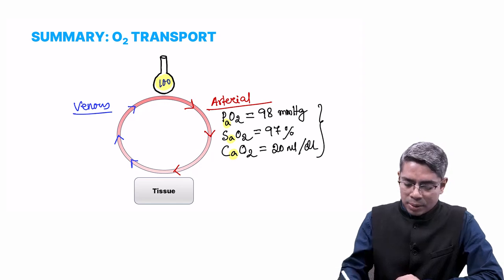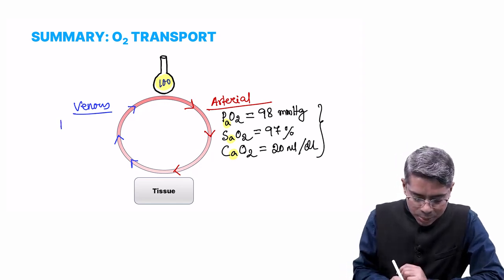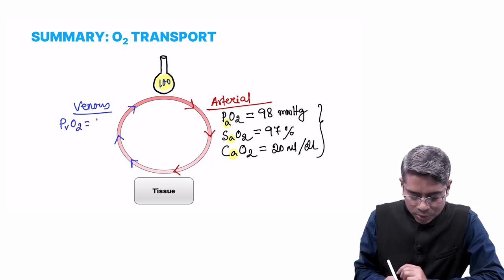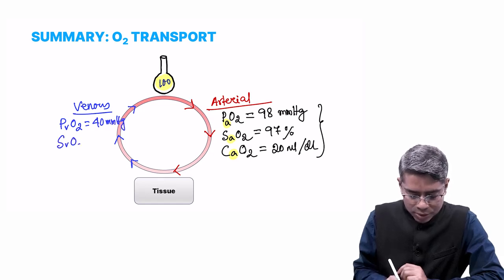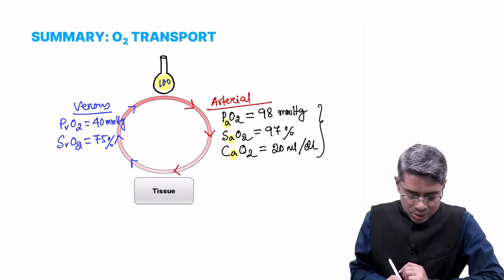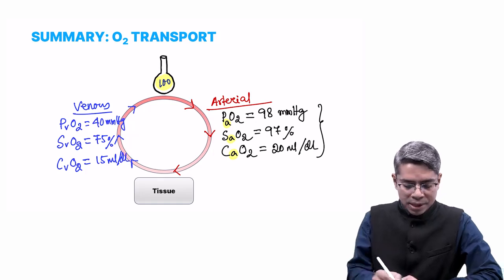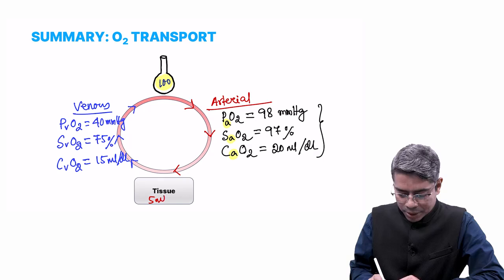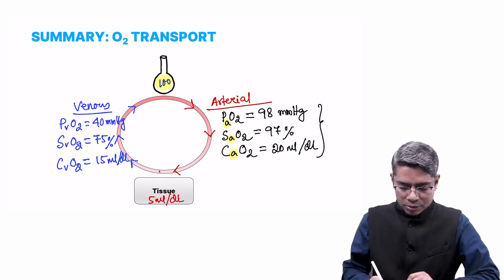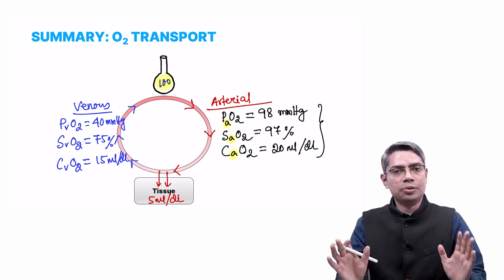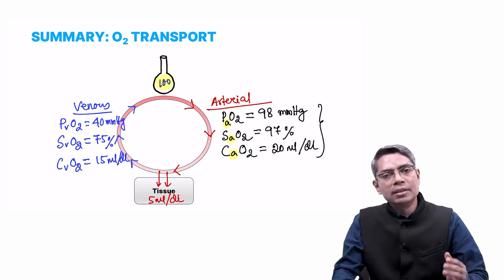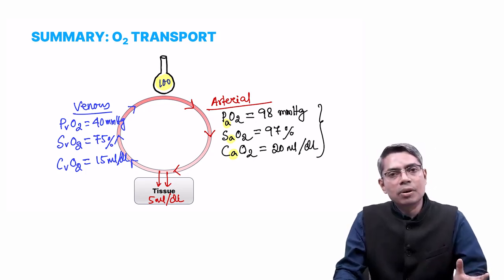Same way, if you write down the parameters in the venous blood, the venous blood has a partial pressure of oxygen, PvO2, which is 40 millimeter of mercury. With a partial pressure of 40 millimeter of mercury, what will be the saturation of hemoglobin in the venous blood? I already told you that is 75% saturation. With a saturation of 75%, CvO2, venous blood oxygen content, is approximately 15 ml per deciliter of blood. So the remaining 5 ml oxygen has been delivered at the level of tissue. This is known as the oxygen extraction by the tissue, and that ratio is 25%. So this is the summary of the oxygen transport.